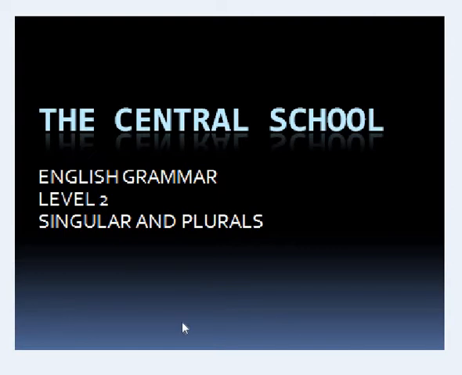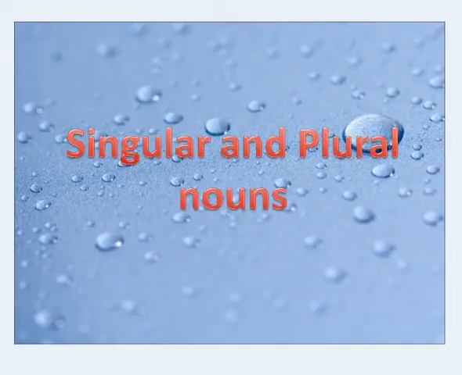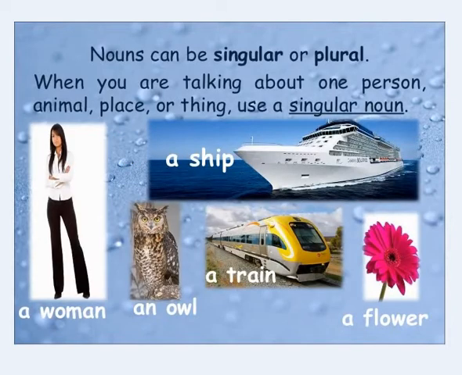So let's move towards singular and plural, what are singulars and what are plurals. Nouns can be singular as well as plural. When you are talking about one person, one animal, one place or one thing, use a singular noun.